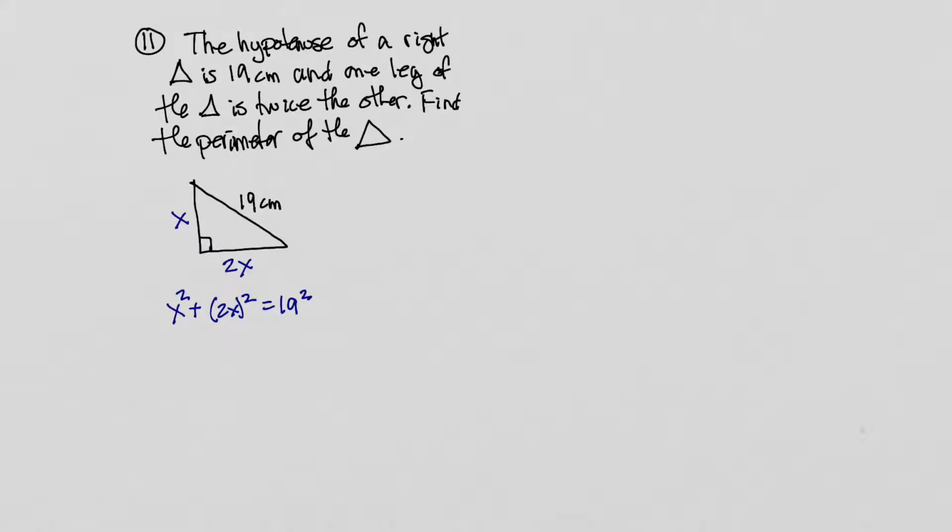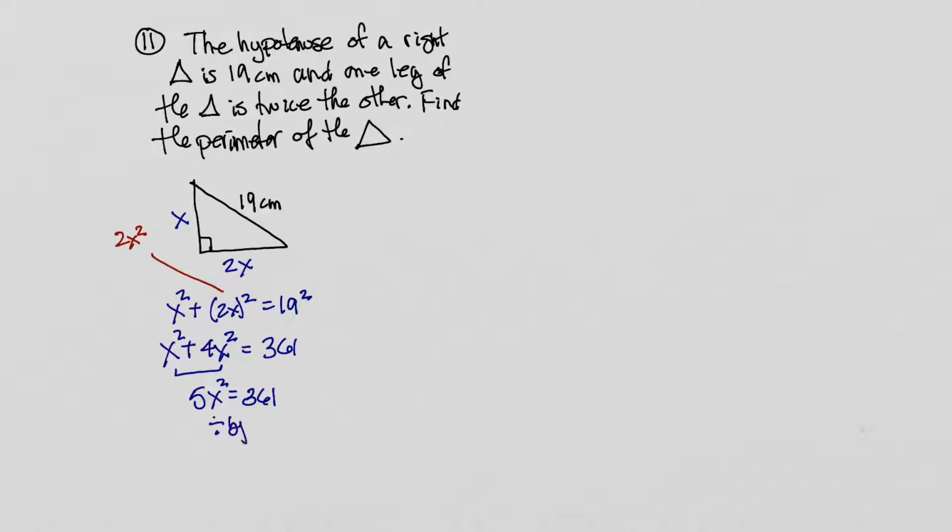Okay, let's just be careful here. We have to be careful what we write. We do not want to be writing 2x squared, because in this case only the x is being squared, not the 2. We want x, double it is 2x, we want that 2x to be squared. So this will give us x squared plus, now squaring 2x, we'll get 4x squared equals 19 squared, which is 361. And then we've got x squared and 4x squared. There's 5x squareds there. That's equal to 361.